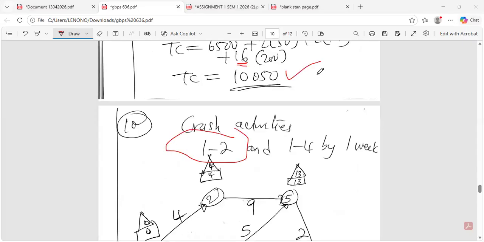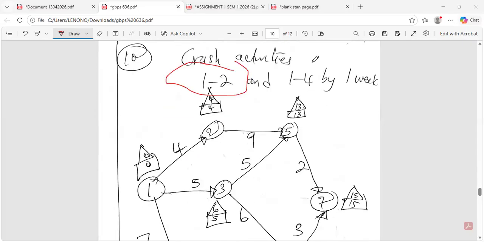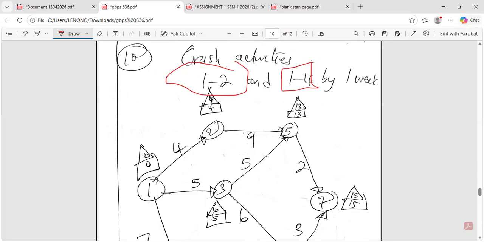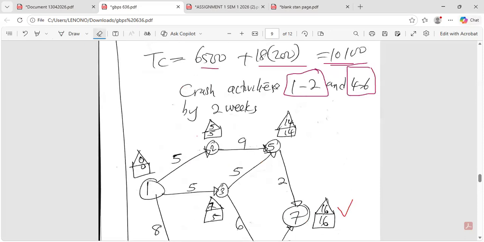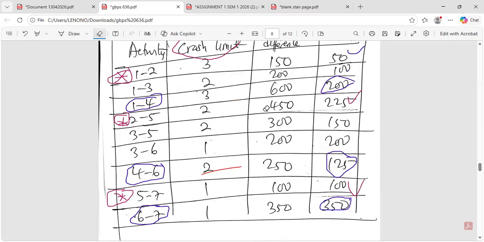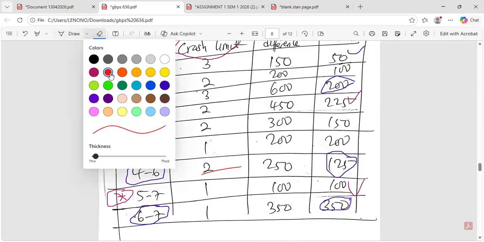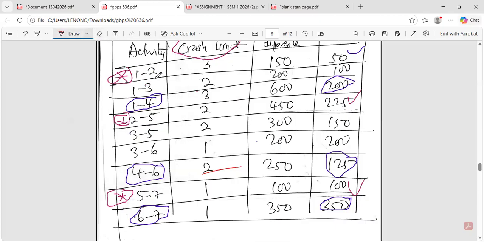All right, so we're crashing 1 to 2 and 1 to 4 by 1 week. So meaning 1 to 2, we crashed it by 2, meaning that there's a pending day. That's why we cannot go to another activity to crash. What it means is that we should crash these activities, the 1 to 2, 2 to 5, and 5 to 7, by their limits. That's when we can stop crashing these activities.